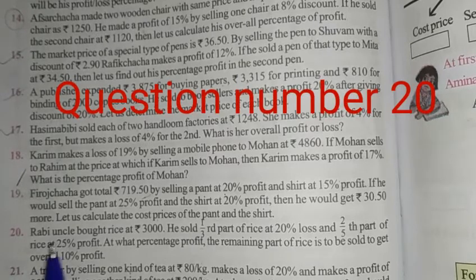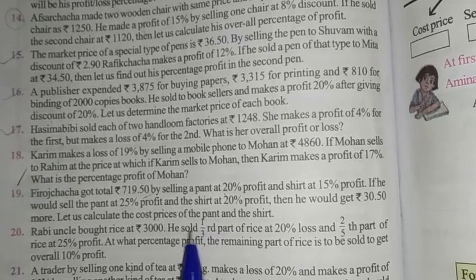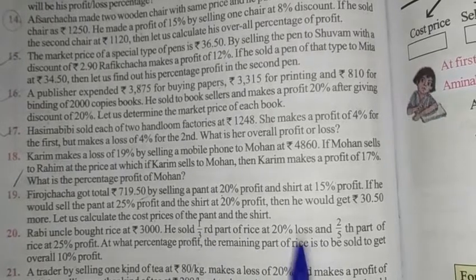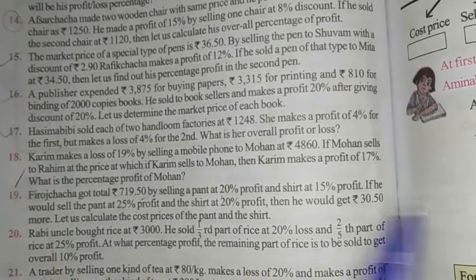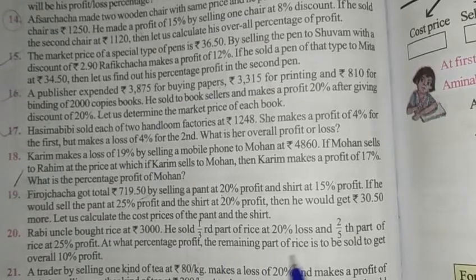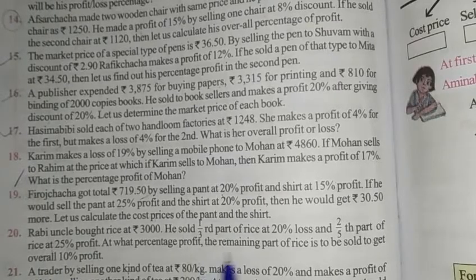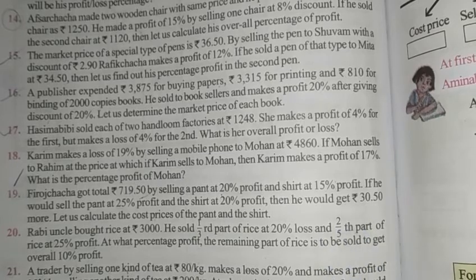Question number 20. Robi uncle bought rice at rupees 3000. He sold 1/3 part of the rice at 20% loss and 2/5 part at 25% profit. Now, at what percentage of profit should the remaining part of the rice be sold to get an overall 10% profit? Remaining part means total part minus this and this. So let's start.